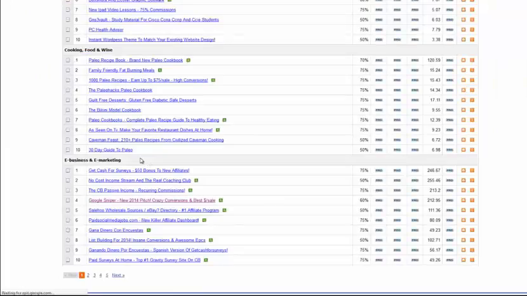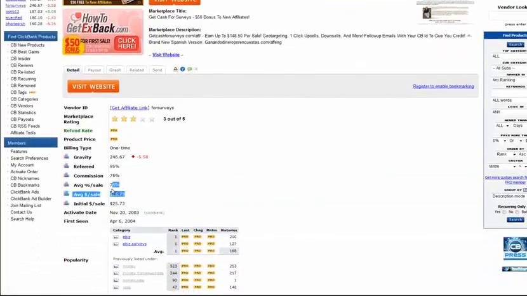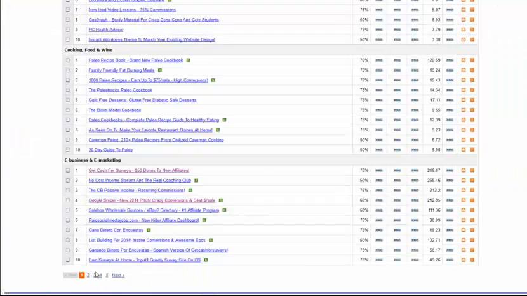Not that I'm sort of picking at that specifically, but average dollar per sale is $117 per sale. Okay, as opposed to, for example, Get Cash for Surveys, where it is $25 per sale. So you're going to earn, like I said, 4 or 5 times as much money, and you can see the gravity 212. The fact that it's been at that for that long is very impressive.